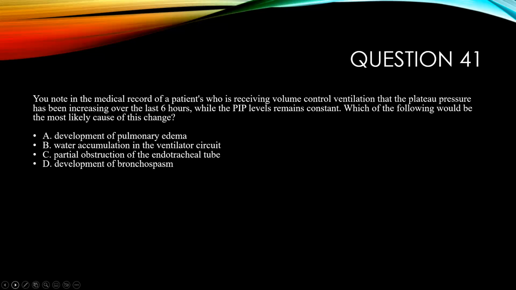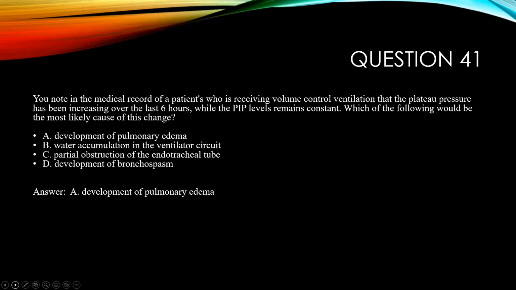Question 41. You note in the medical record of a patient who's receiving volume ventilation that the plateau pressure has been increasing over the last 6 hours, while the PIP levels remain constant. Which of the following is the most likely cause in this case? A, development of pulmonary edema. B, water accumulation in the vent circuit. C, partial obstruction of the endotracheal tube. And D, development of bronchospasm.